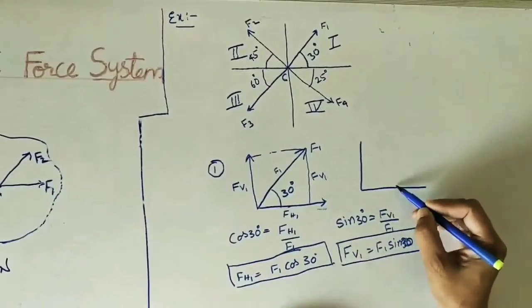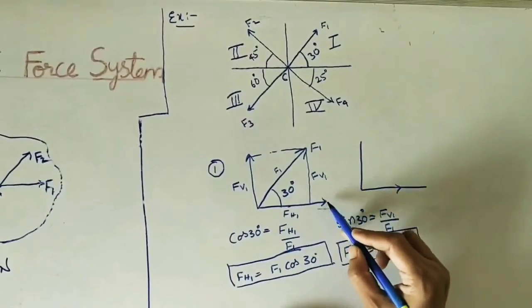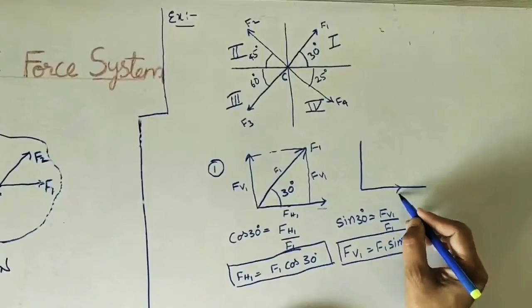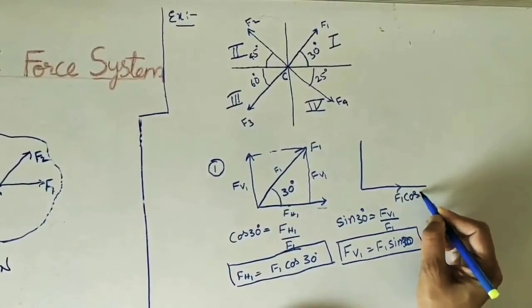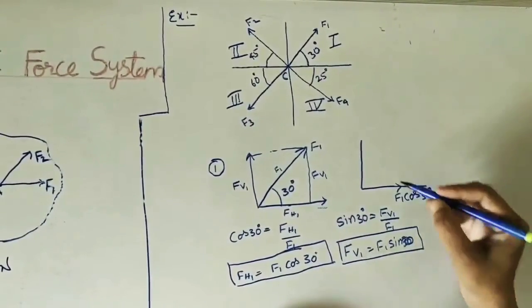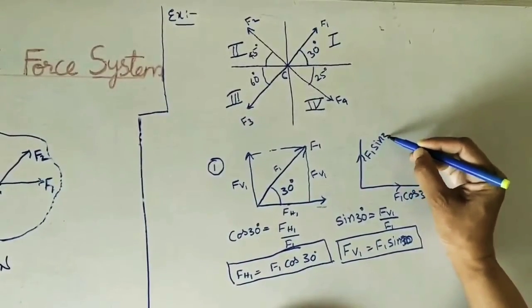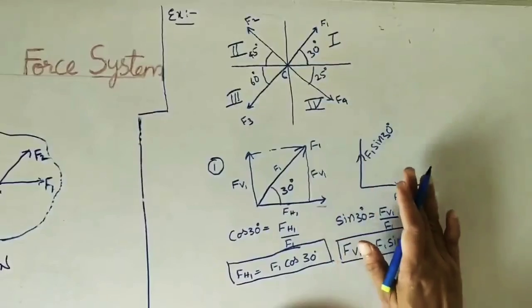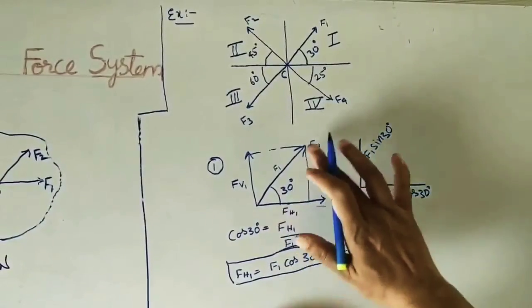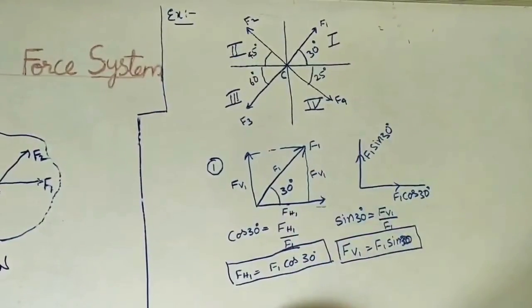This is the horizontal component, acting in this direction: F1 cos 30. The vertical component is F1 sine 30. Now, instead of this diagram, we can take these two components. Instead of this inclined force, we can take two components.